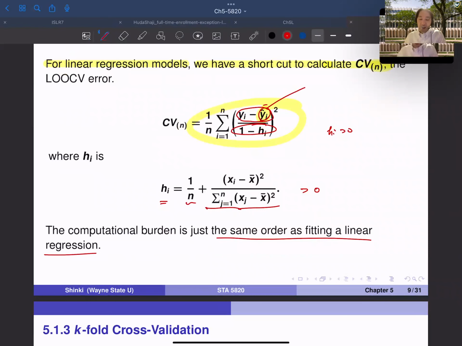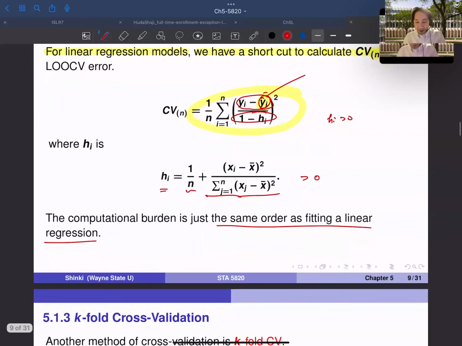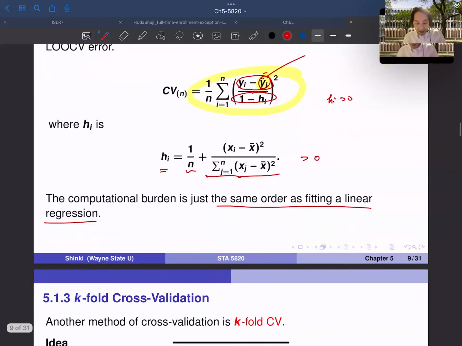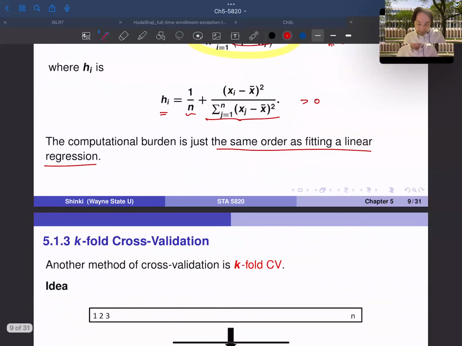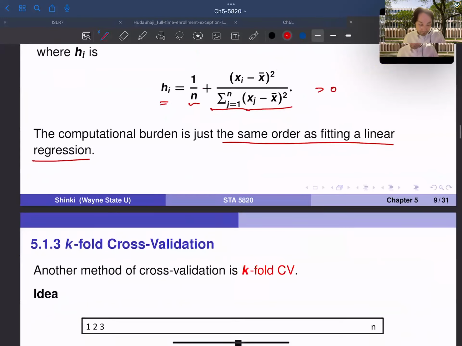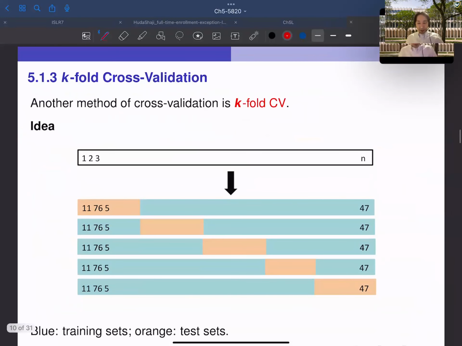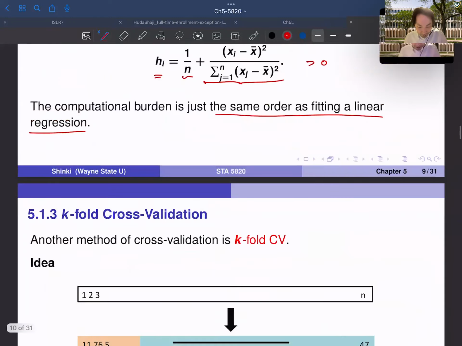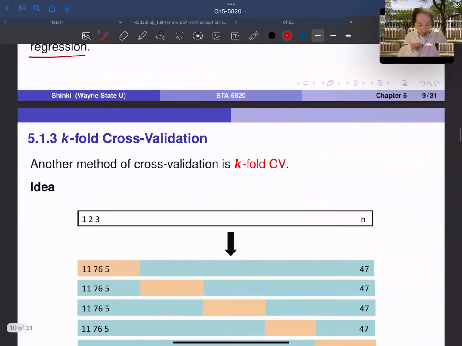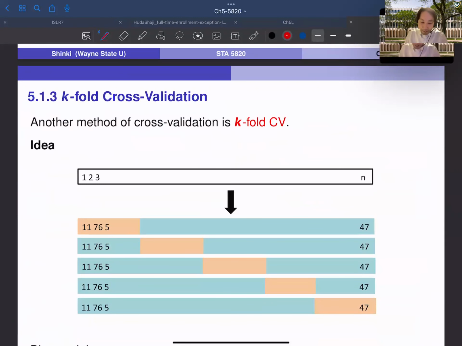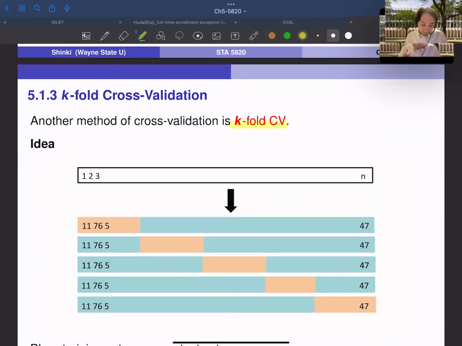So for linear regression, we can use this formula. We don't prove it, but we can use this formula. So we can always use leave-one-out cross-validation. Okay. Then, this chapter discusses the resampling methods, but we don't have any randomness here. So why is this a resampling method? Actually, we have another method, the so-called k-fold cross-validation.